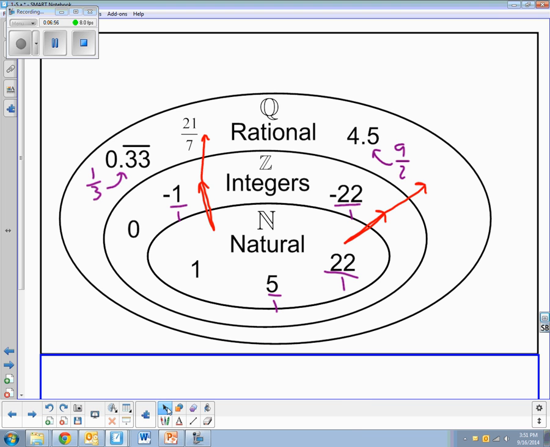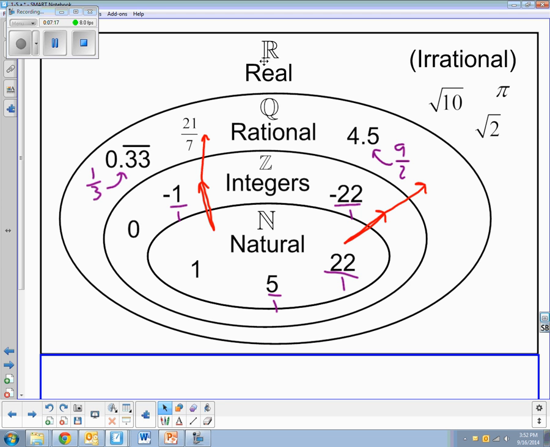The last distinction that we're going to be using are real numbers. Real numbers are all those numbers that we work with, all the positive whole numbers, all the natural numbers, all the integers, all the negative numbers, all the fractions, all the decimals are real numbers.